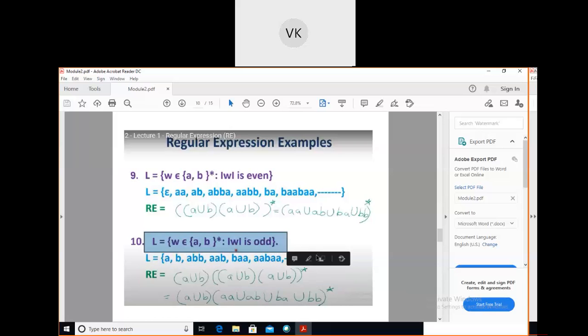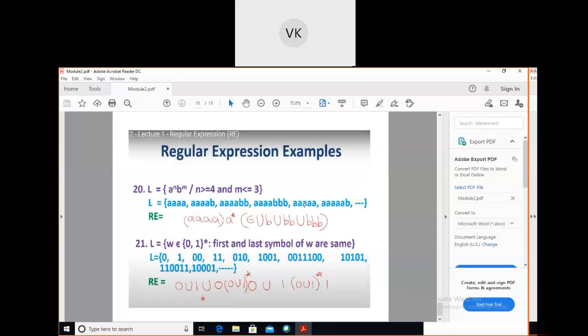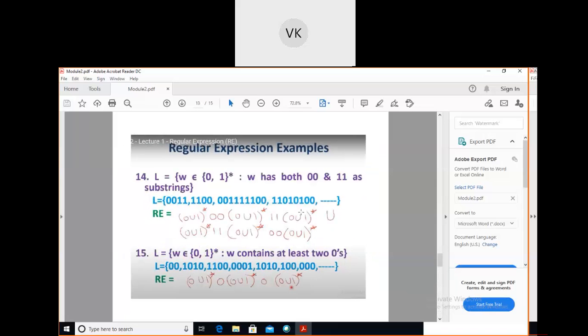So this is the regular expression for this given language. In tomorrow's class, we will see some more examples. All these are very important for solving the examples. Tomorrow I am going to continue with the remaining examples. For any doubts, put a message in the chat box, or directly you can call me and clarify your doubts.